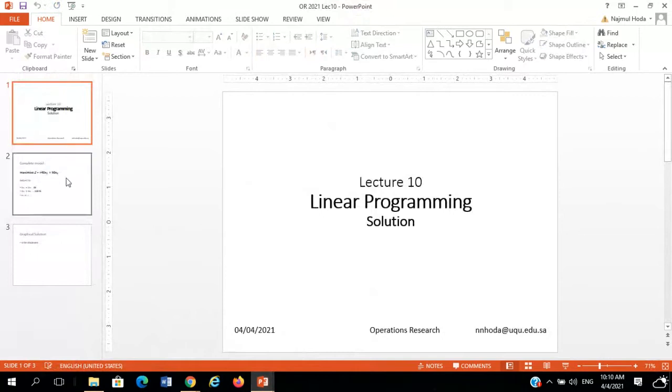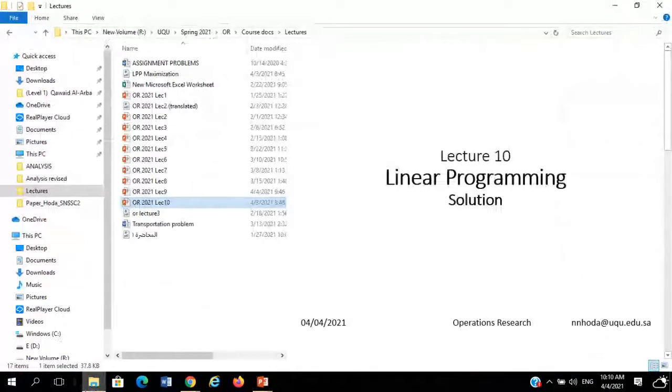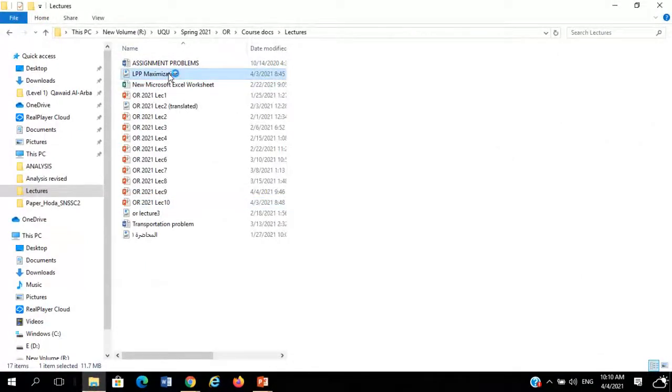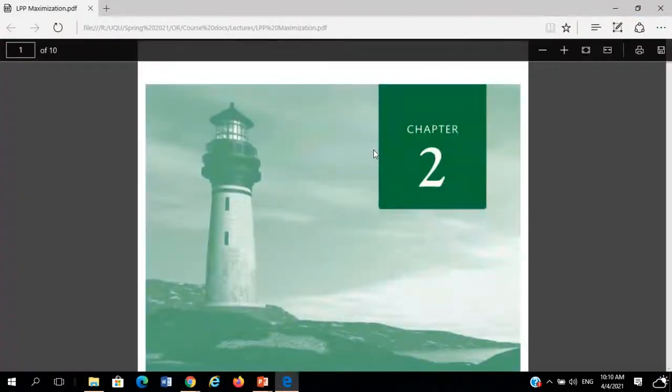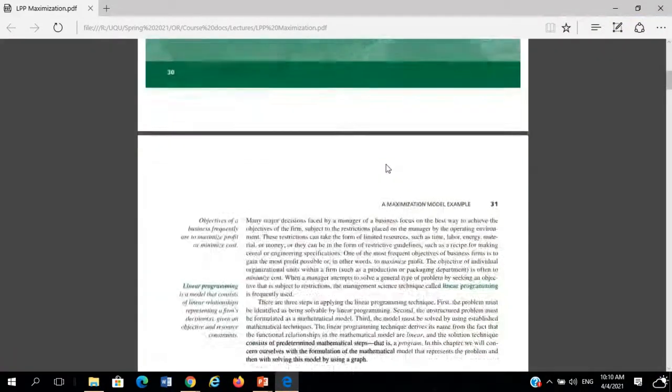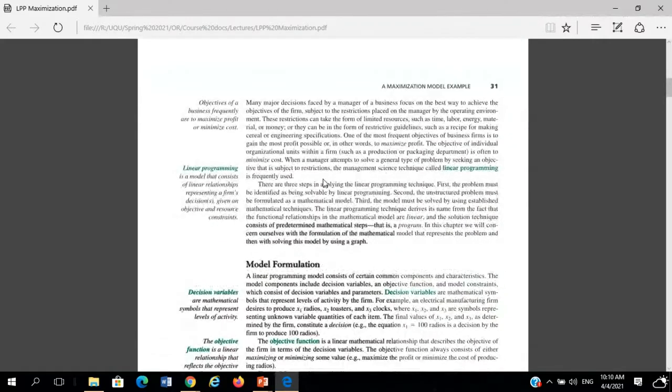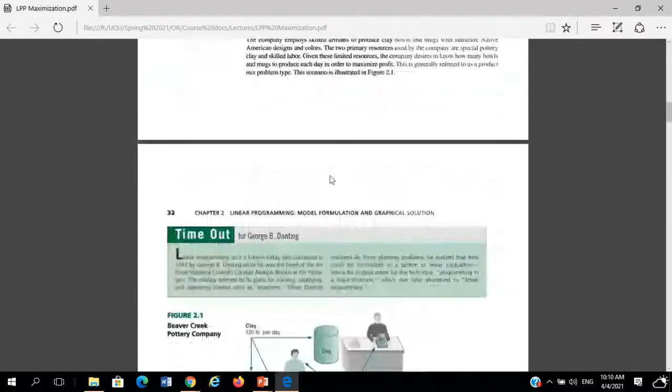In the file lecture number 10 of solution, you will see that there are just slides because there is an attachment. There is another file which is LPP maximization. So we'll just go through this file first. Okay, we'll see this part of the chapter in the book, and then I'll show you how to solve. We have already formulated the problem. We learned how to solve the problem.